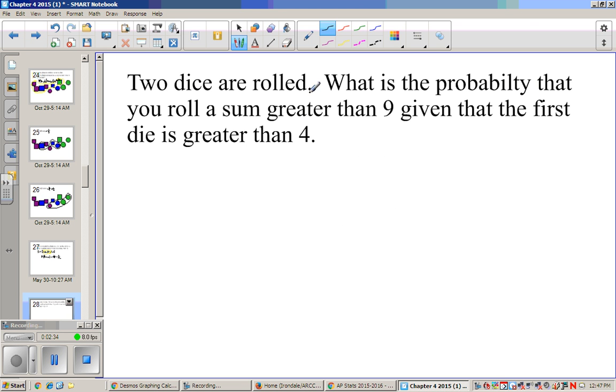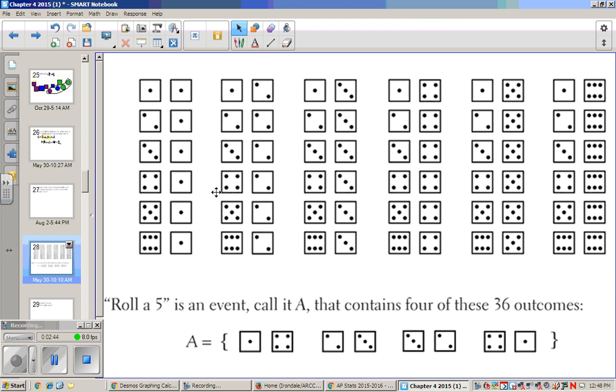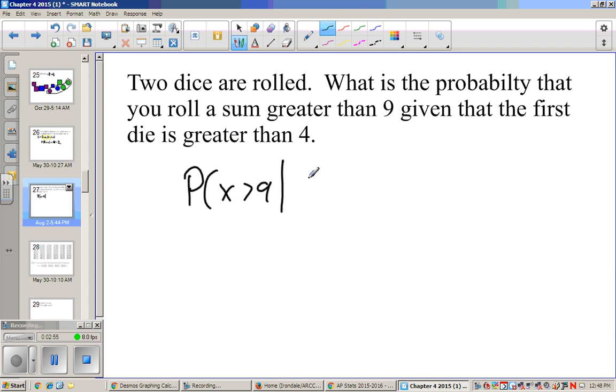Next one, 2 dice are rolled. What's the probability that the sum is greater than 9, given that the first die is greater than 4? Alright, so now we know that the first die is greater than 4. So when I write this, we're going to say the probability that the sum is greater than 9, given that the first die is greater than 4.